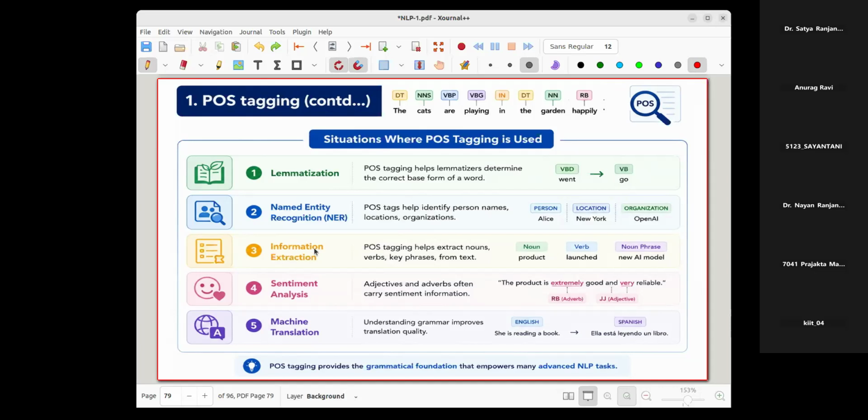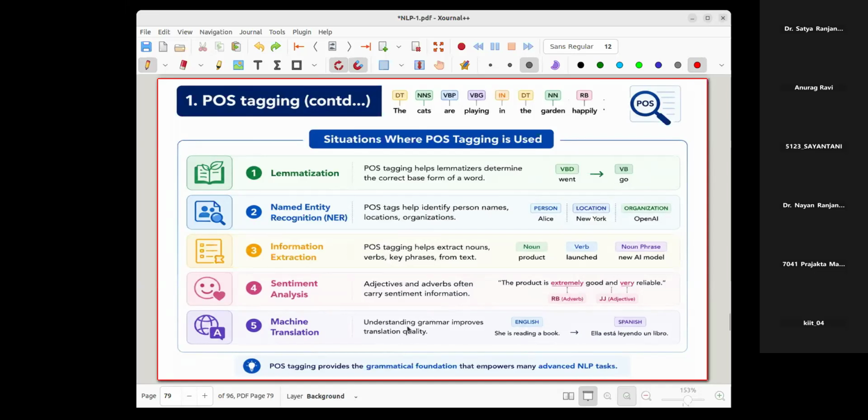So Narendra Modi must be a noun. If you know that this is a noun, then it will be easy to extract the information. Similarly, for sentiment analysis, adjectives are very much important. If it is written, the product is extremely good, so this is extremely, very. If you can get this information, then it will be easier for the model to find out what should be the correct sentiment.